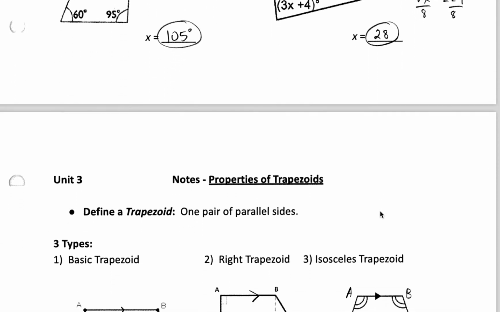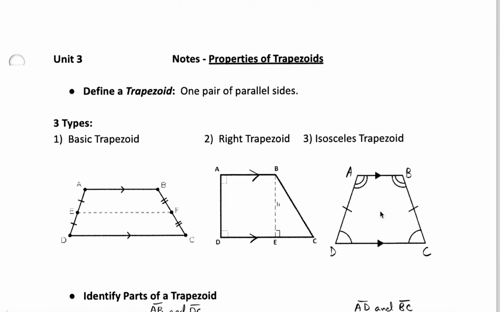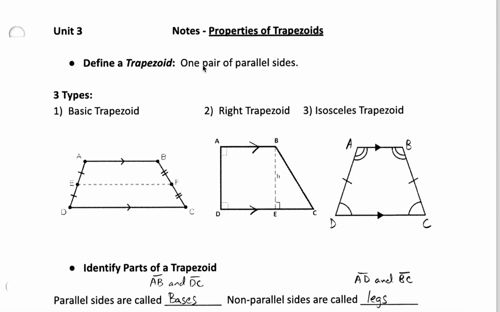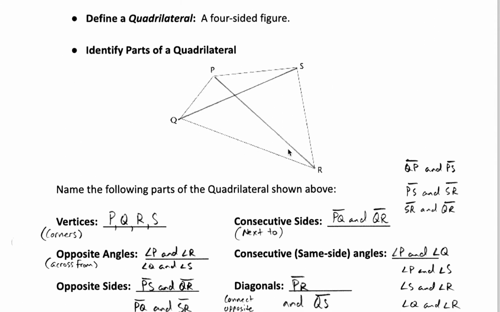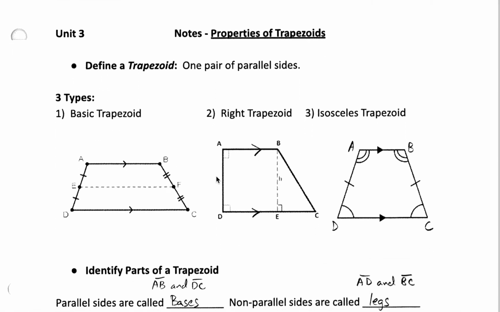All right, on to specific types of quadrilaterals. We're going to start with trapezoids, and then in a future lesson we'll talk about parallelograms, rectangles, squares, and rhombi. So a trapezoid, its most basic definition is that it has exactly one pair of parallel sides. So different from this quadrilateral that had no parallel sides. If we have a quadrilateral with one pair of parallel sides, we can call it a trapezoid.